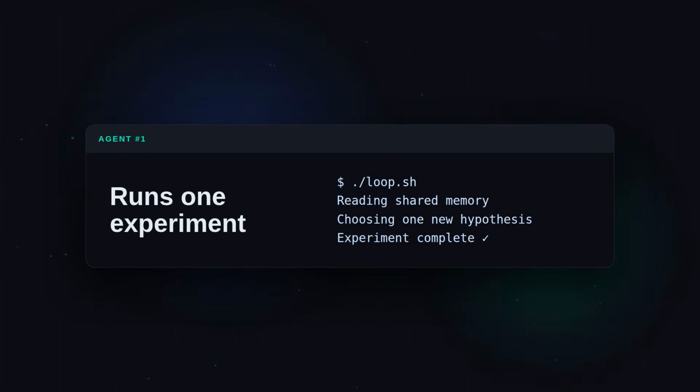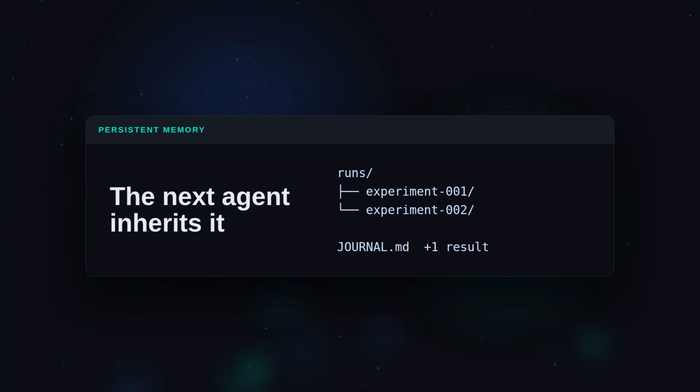Most coding agents can run one experiment, then they forget everything. Start another agent tomorrow, and it has no idea what was tested, what failed, or what it should try next. I built the missing layer, a loop where each fresh agent inherits the research, chooses one new hypothesis, runs the test, validates it, and leaves better evidence for the next agent.